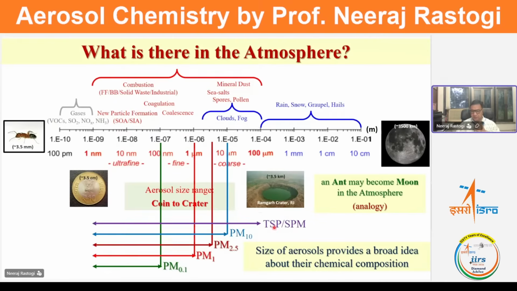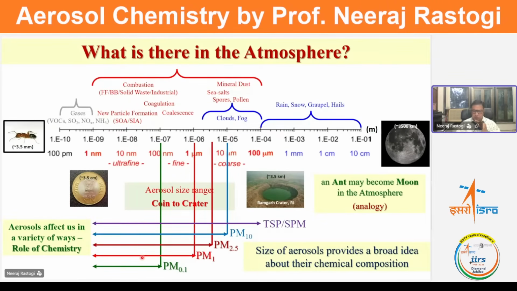Here, if you see carefully, the size of aerosol provides a broad idea about their chemical composition. For example, if you are collecting aerosol just between 10 to 100 micron, then you are expected to collect this kind of aerosols. If you are collecting just particles less than 100 nanometer, then you are collecting these kinds of particles, so you will get this kind of composition. If you are collecting PM10, then you can collect all these together, PM2.5, then these together, and so on.